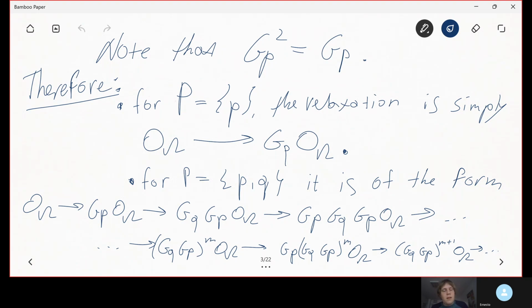If you have 2 points, then you essentially have only two relaxation sequences. One starts with GP and the other starts with GQ, but in general the term will be something like GP GQ to the power of m and probably GP after that. So for 2 points, there are only two relaxation sequences. If there are more points, there are many more ways to proceed during this relaxation, and the result, nevertheless, will always be the same.